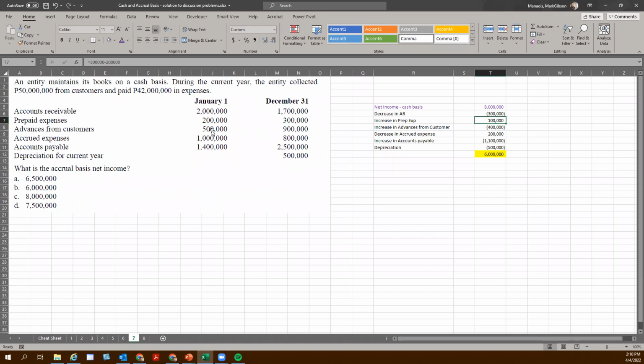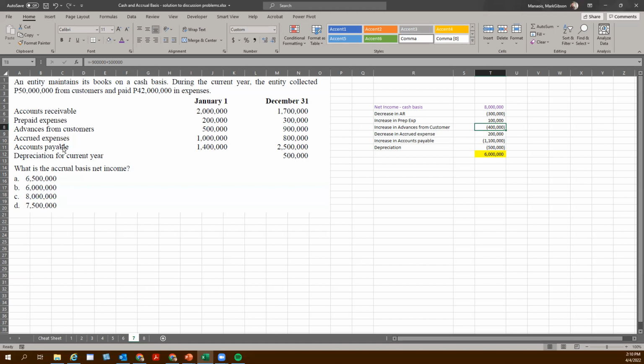So there's an increase in advances from customer. This is a liability account. So we have minus 400,000 there. Next, on the accrued expenses. Accrued expenses from 1 million naging 800,000. So we have decrease in the accrued expense. So we have to add this back. That's 200,000.